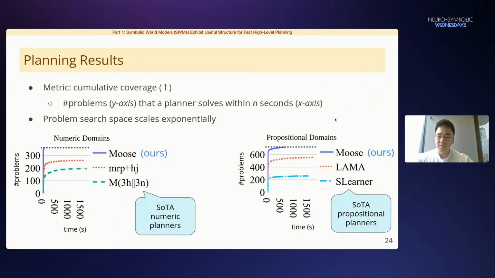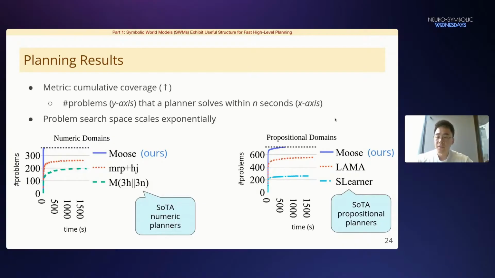And here are the results. So the plots we're looking at are cumulative coverage plots. To read these plots, what you're given is, at a given XY point, the y-axis denotes the number of problems that the planner solves within the x-axis amount of time. And a very high-level way to read this plot is that higher values are better.